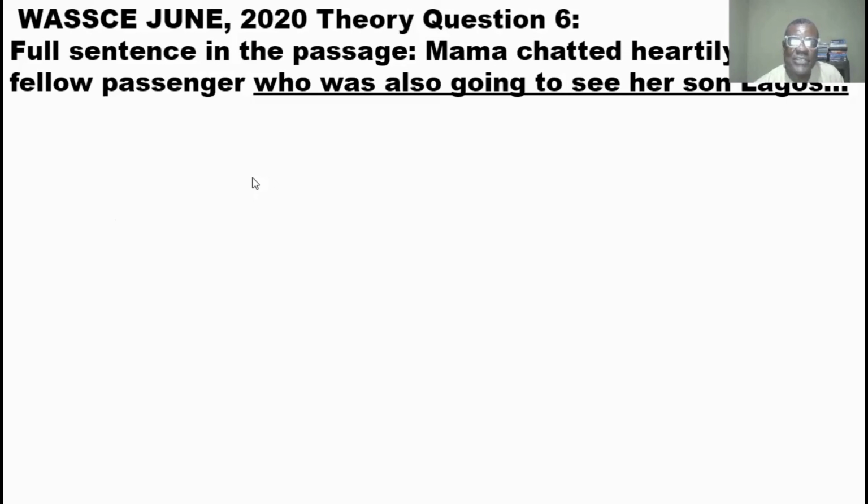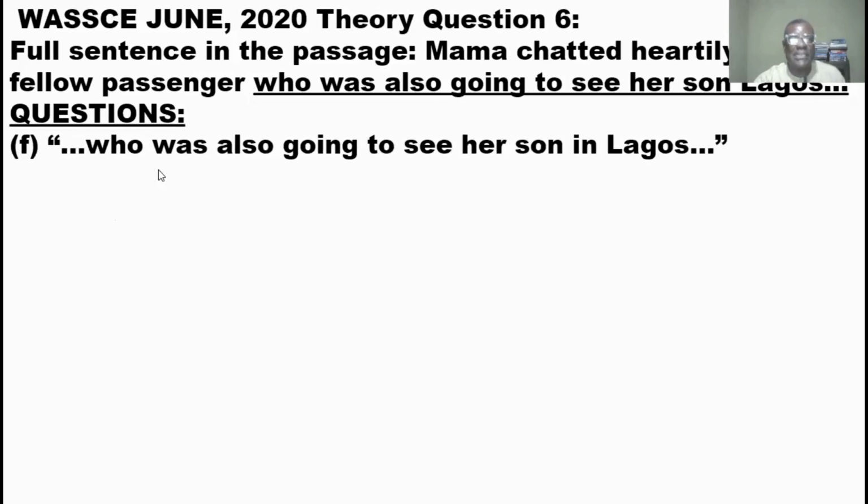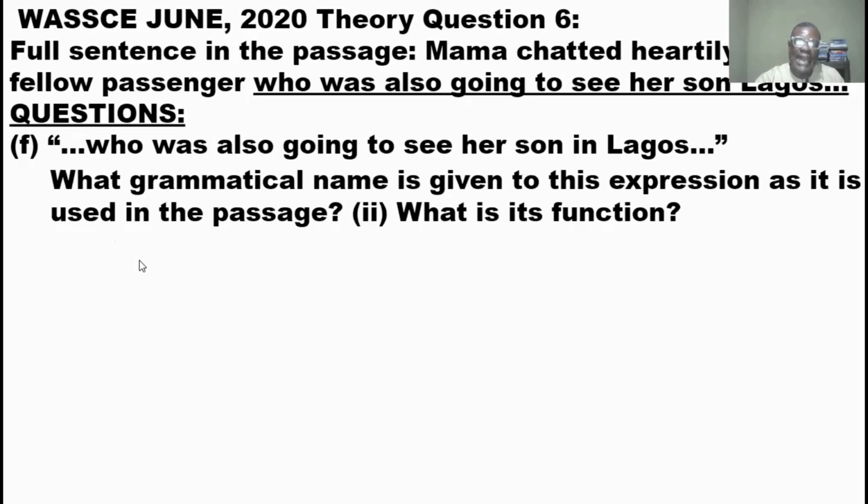The underlined expression taken from the passage is contained in the following full sentence. Mama chatted heartily with a fellow passenger who was also going to see her son in Lagos. Okay, the underlined expression is who was going to see her son in Lagos. Now the questions are usually two. Look at the underlined expression here. And question I, what grammatical name is given to this expression as it is used in the passage? II, what is its function?